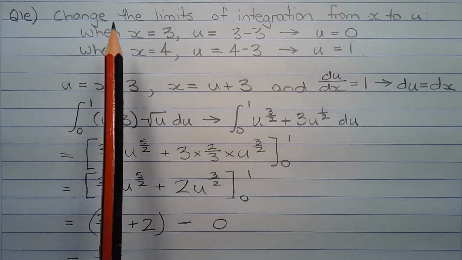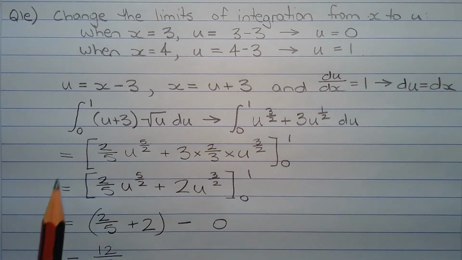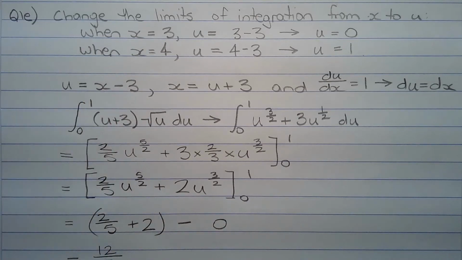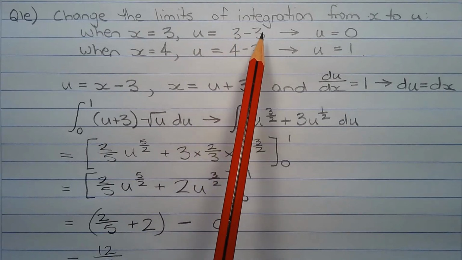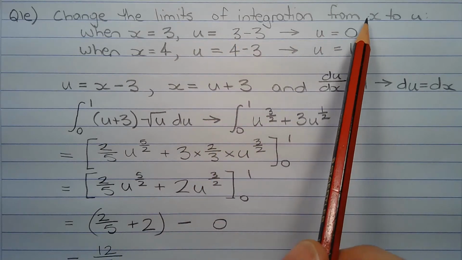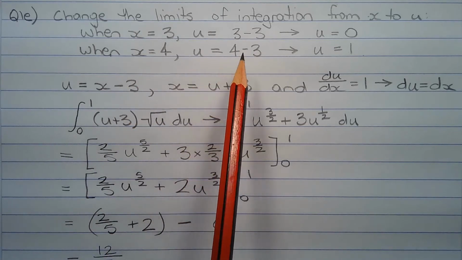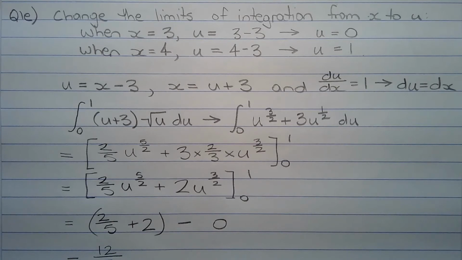My first step is to change the limits of integration from being in terms of x to being in terms of u. And we're going to use the substitution u equals x minus 3 to do this. When x is equal to 3, u is equal to 3 minus 3, hence u is equal to 0, so that's our new lower limit. And when x is equal to 4, u is equal to 4 minus 3, hence u is equal to 1, and that's our new upper limit.